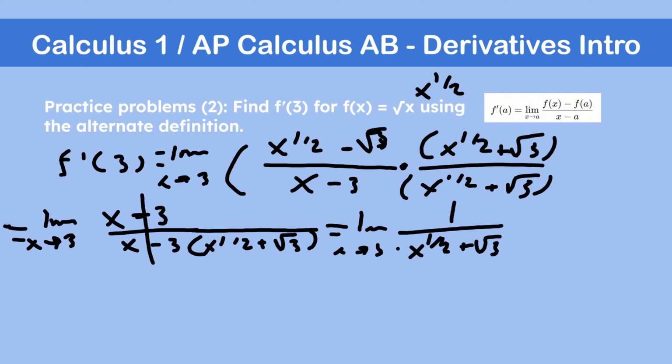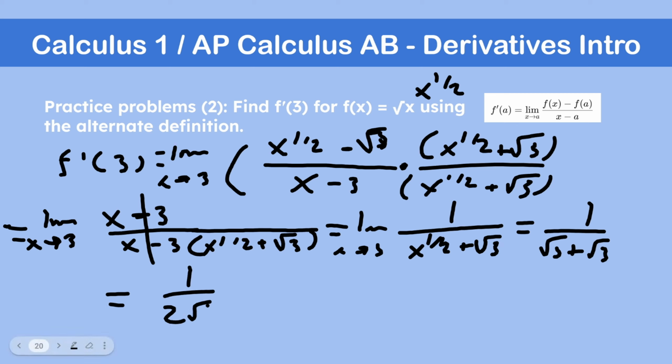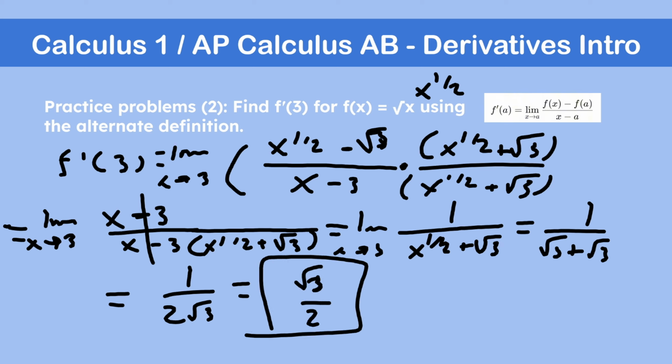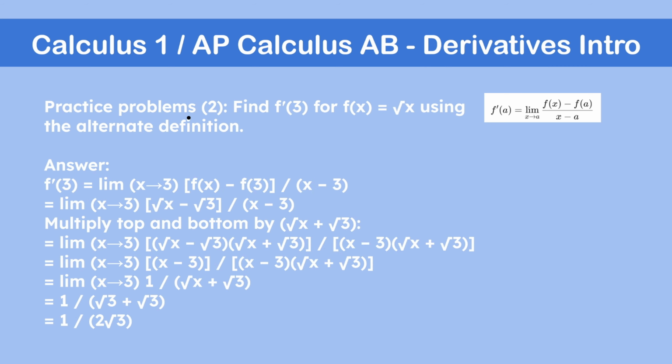Now let's plug in 3. We have 1 over square root of 3 plus square root of 3, and that's equal to 1 over 2 square root of 3. If you rationalize the denominator, you have square root of 3 over 2, and that would be your final answer. This is the work for it.